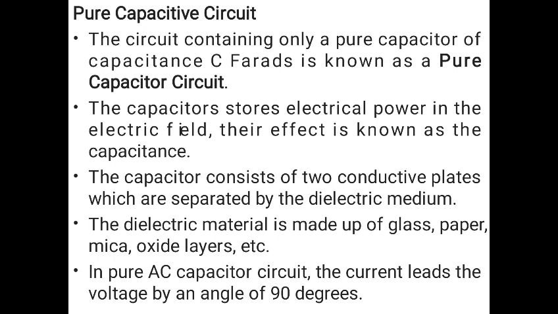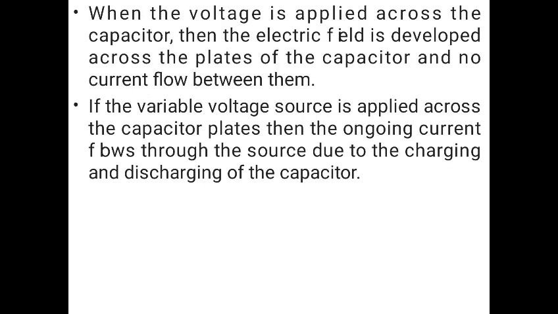In a pure AC capacitor circuit, the current leads the voltage by an angle of 90 degrees. When the voltage is applied across the capacitor, then the electric field is developed across the plates of the capacitor and there will be no current flow between them. If the variable voltage source is applied across the capacitor plates, then the ongoing current flows through the source due to the charging and the discharging of the capacitor.